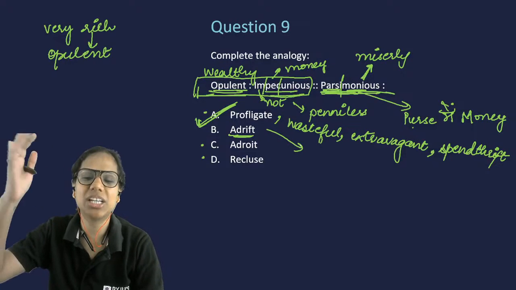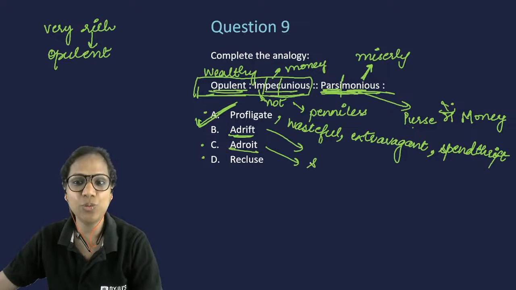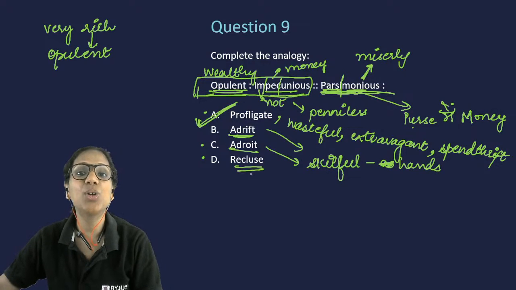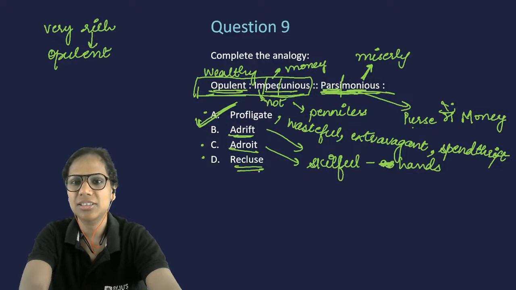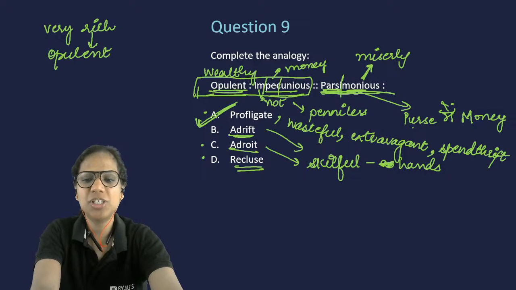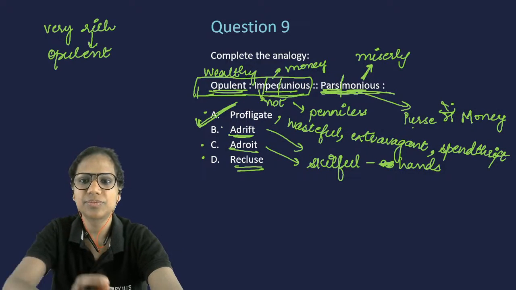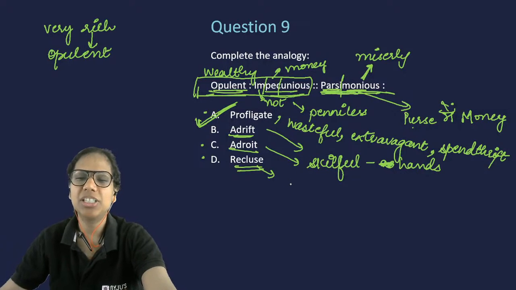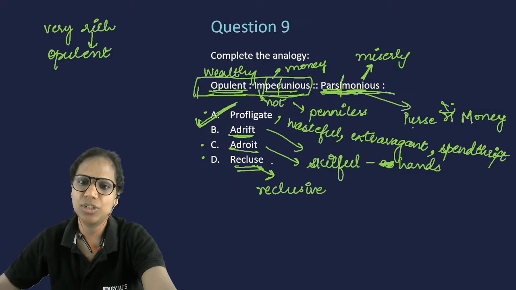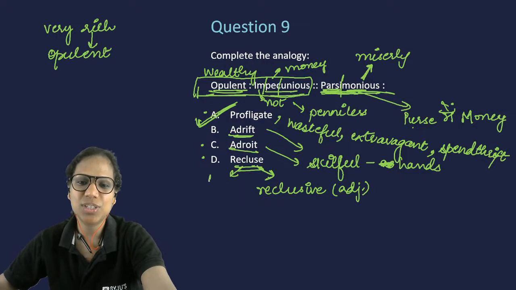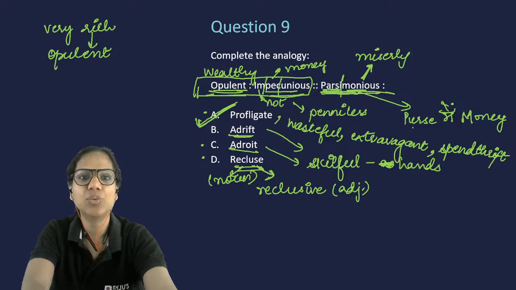Adrift, something that is floating away, drifting away, that is adrift. Adroit, skillful, especially in the use of hands, is somebody who is adroit. Recluse. If I call someone a recluse, are they very social or are they not? They like to stay alone. Such people avoid being social. They are happy with their own company. Such people are recluse, right? Reclusive is an adjective, I'm so sorry, and recluse is a noun. So he is a recluse versus he is reclusive. This is how we are going to write a sentence.